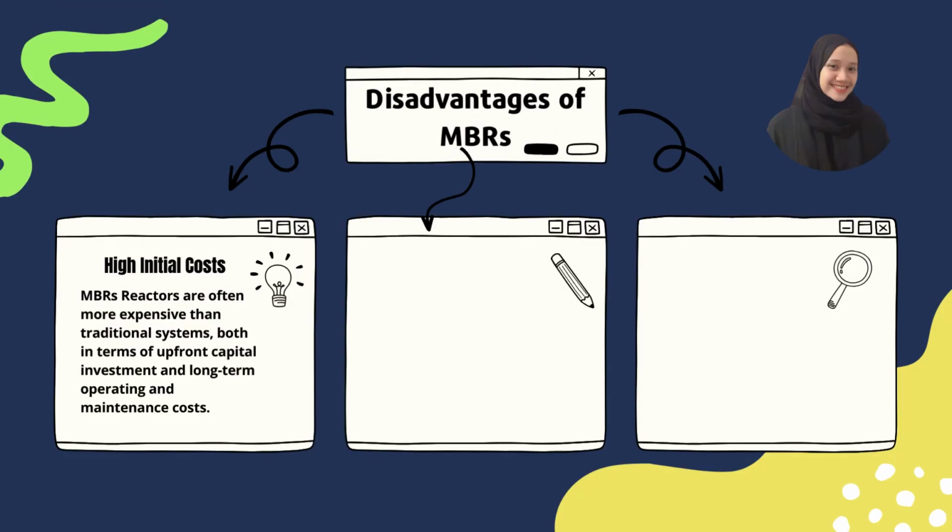Next, we move to the disadvantages of the MBR system. First, high cost. Membrane bioreactors typically cost more than traditional systems, both in terms of initial capital outlay and long-term operation and maintenance costs, due to the cost of membrane modules and associated equipment. This initial investment can be a significant barrier to adoption, particularly for small-scale applications.